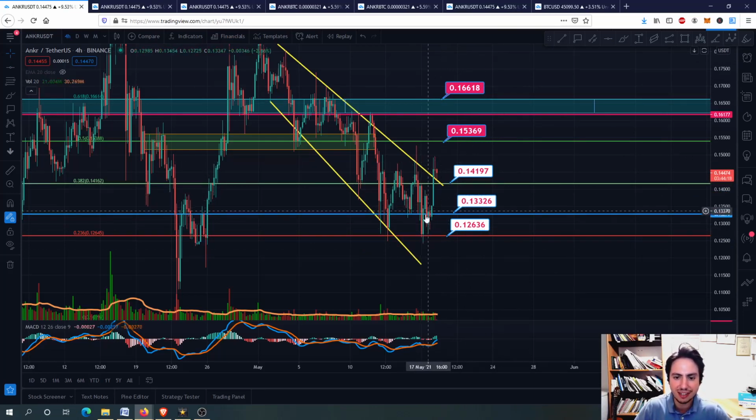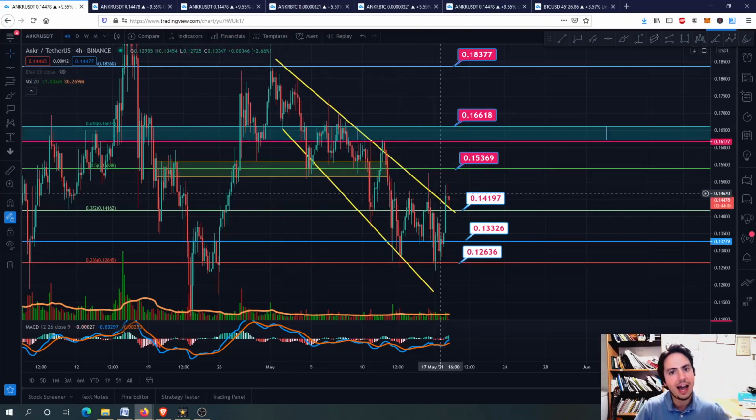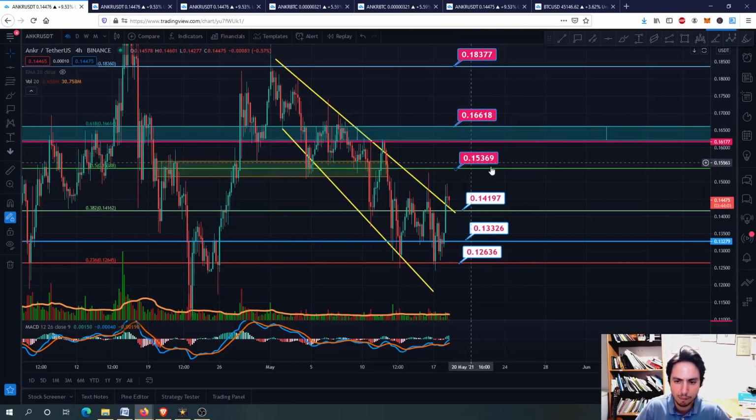We want to be having higher highs and higher lows and eventually get upwards from this down top trend line. You can see here we were having lower highs and lower lows at the same time. We want to have higher highs and higher lows. So right now what we want to see is to break 15 cents and 16 cents to 17 cents.